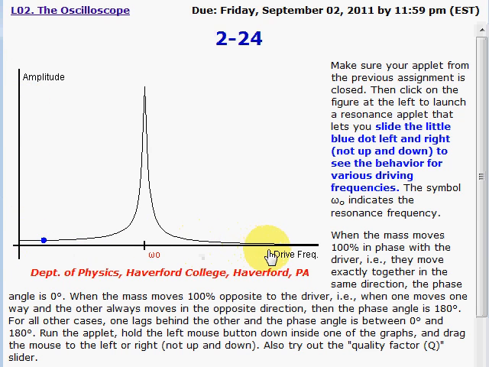The resonance graph is your amplitude of response of a system when you drive it at different frequencies. So if I drive something at a low frequency, I don't get much result. If I go really high, it gets confused. It doesn't know what to do because you're wiggling it back and forth too quickly. But if you drive it just right, where it likes to go, it goes crazy. So that's the resonance graph.